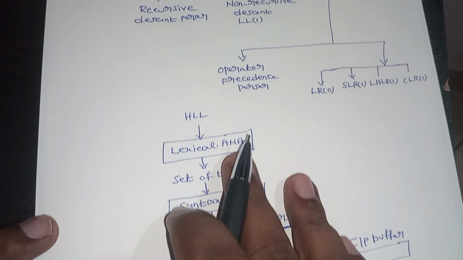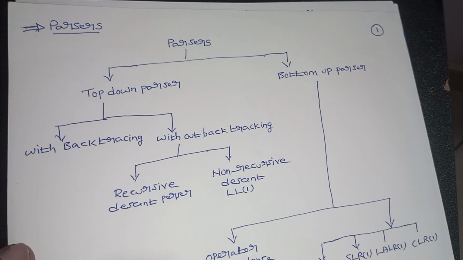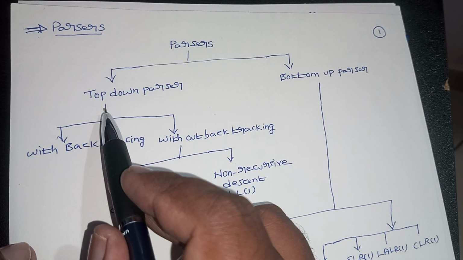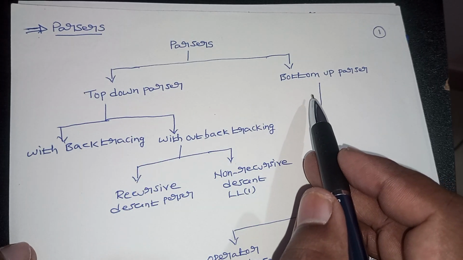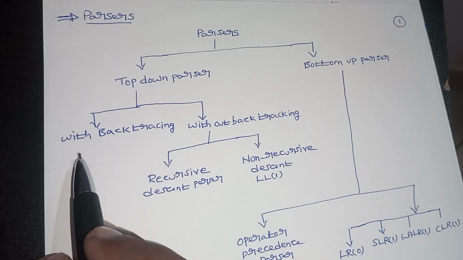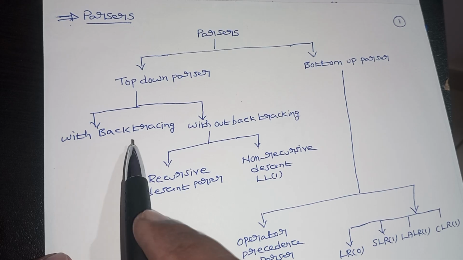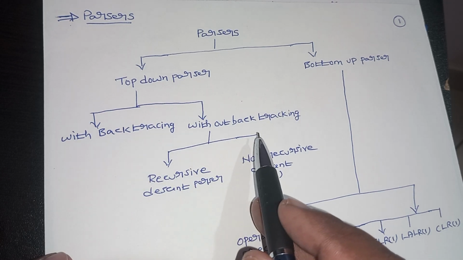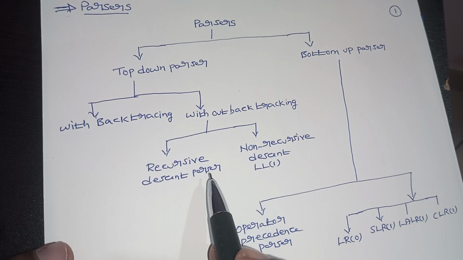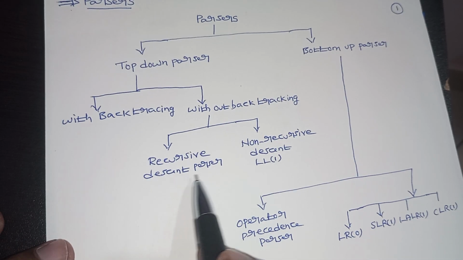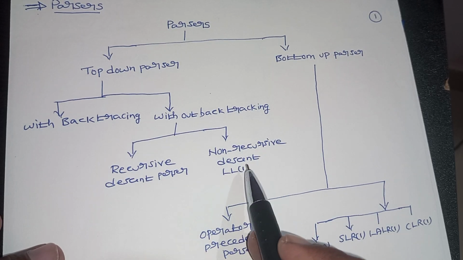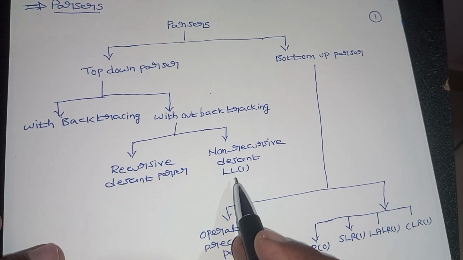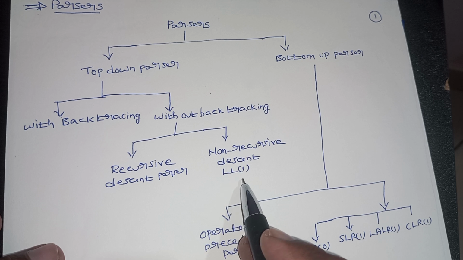Now coming to the types of parsers, we have a top down parser and a bottom up parser. Coming to the top down parser, it is with backtracking or without backtracking. In the without backtracking, we have the recursive descent parser, and the second one is the non-recursive descent parser. We may call it LL(1), the LL(1) parser.